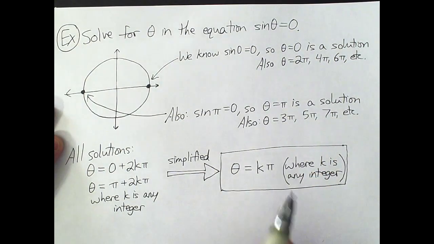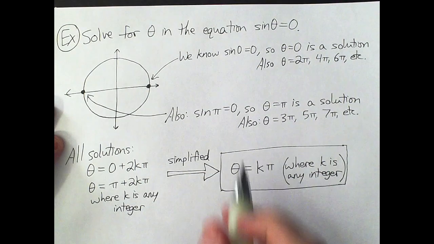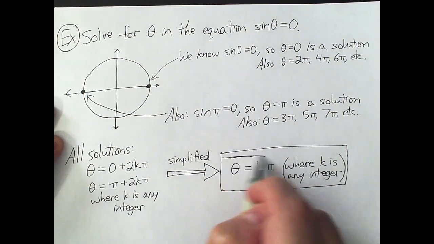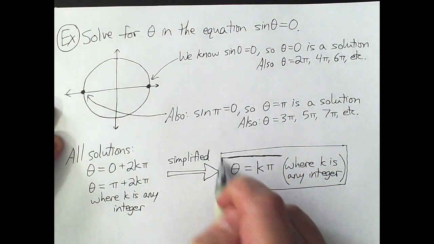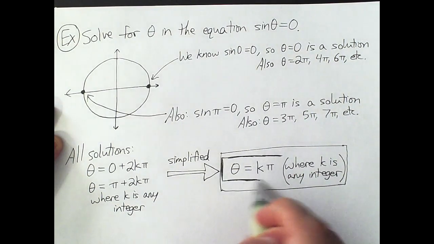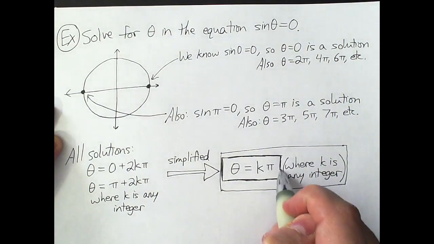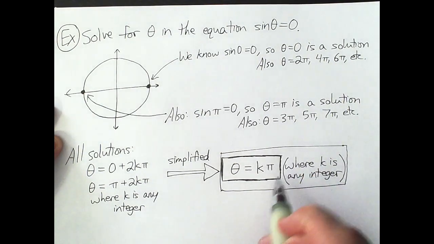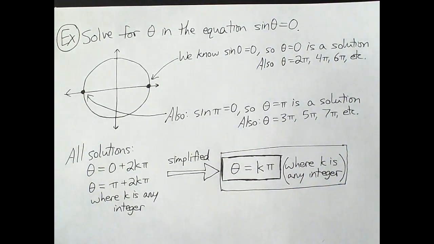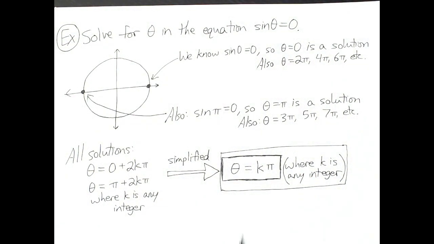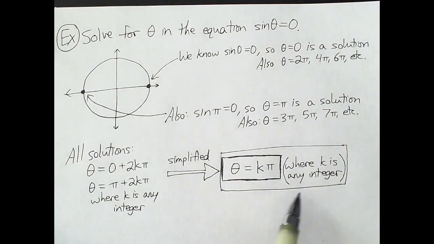I'm putting it in parentheses right now. It's okay if you skip it and you just say the solutions are theta equals k pi. Because when we're solving trigonometric equations and we write the letter k, it's sort of implied that we mean k is any integer. It's sort of clear from the context of the problem that we're working on. So if you want to skip writing those words, that's fine with me.